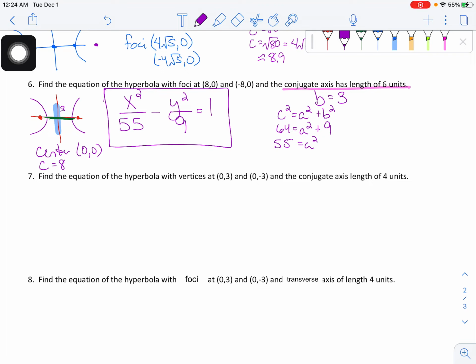And it is perfectly acceptable to leave it in standard form. In fact, I would encourage you to. There's no reason to put this in general form for these problems.